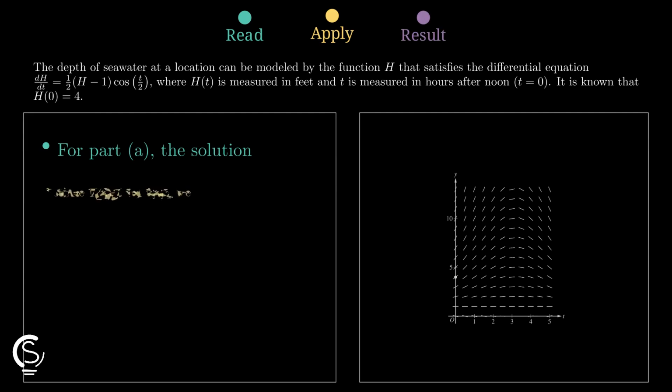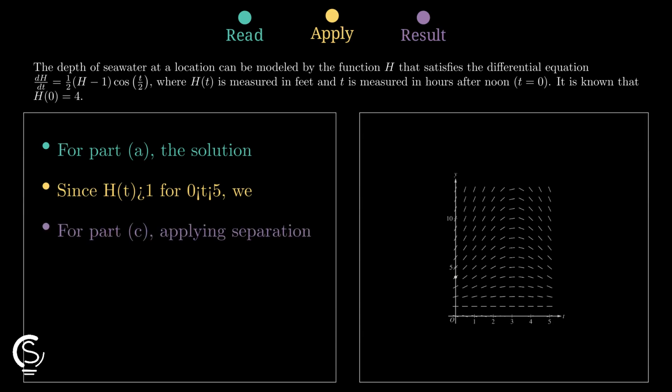Finally, we separate the variables and integrate both sides. Using our initial condition, we find the particular solution for the depth function h of t.